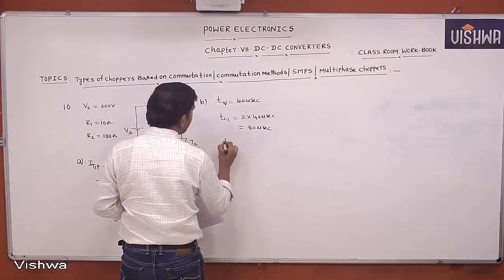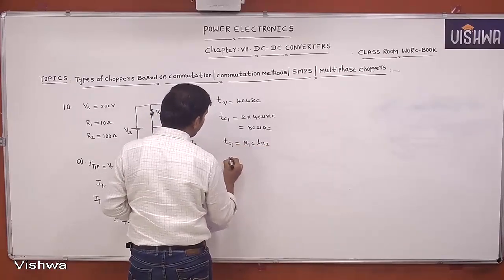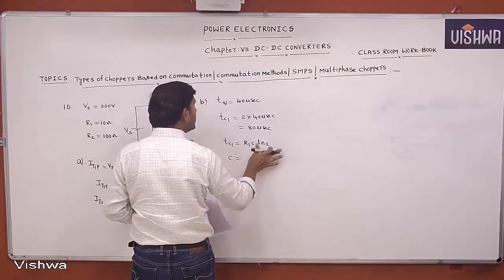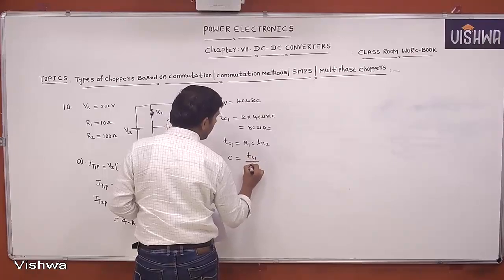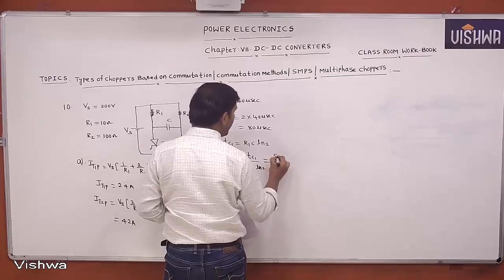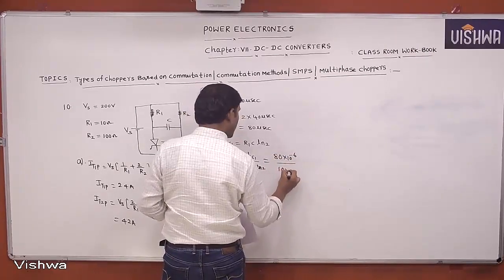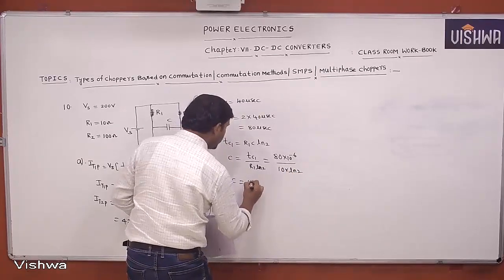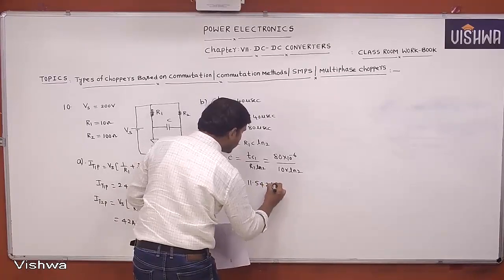Tc1 equal to R1C into ln of 2. Now from this, C equal to Tc1 by R1 into ln of 2, since C is the same for both. Tc1 is 80 microseconds and R1 is 10, so C equal to 80 microseconds by 10 ln of 2. Then you get the value of C equal to 11.542 microfarad.